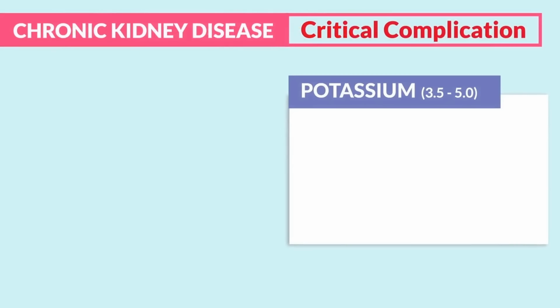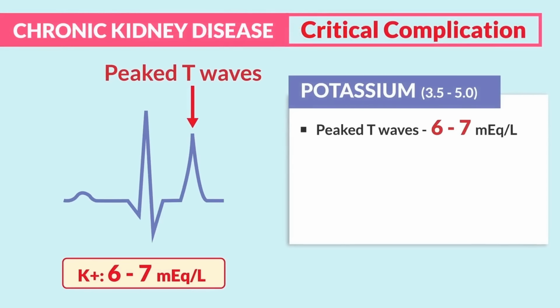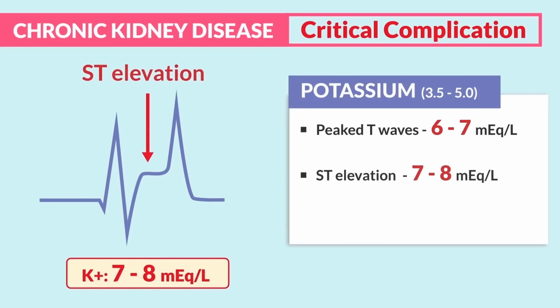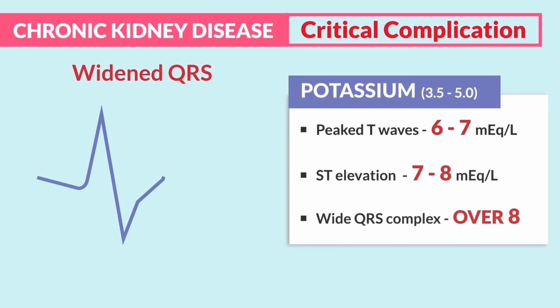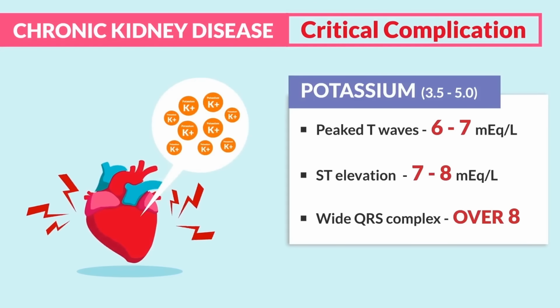So key terms to know. Peak T waves happens when potassium is 6 to 7 microequivalents per liter. ST elevation happens when potassium is between 7 to 8. And wide QRS complexes is a late sign, over 8. Basically, the heart is cramping up from too much potassium. Too much high pumps makes a very tight heart that is just basically cramping all up.